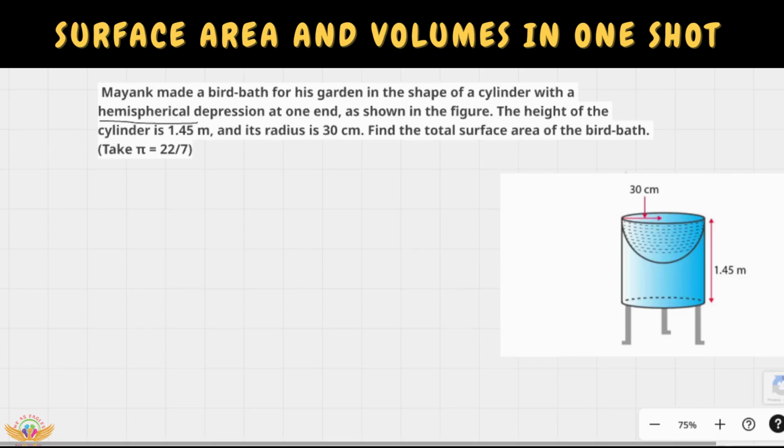So first, let us visualize this. What is the total surface area over here? First of all, we have to find the total curved surface area of the cylinder. After getting that, I also need to find the curved surface area of the hemisphere. Why? Because it is in the shape of a cylinder with a hemispherical depression. So it was depressed, so the above part is not there, only this part. Let me draw it now. It will be like this.